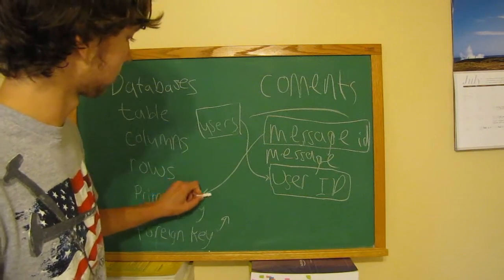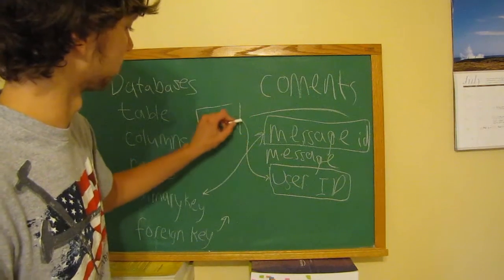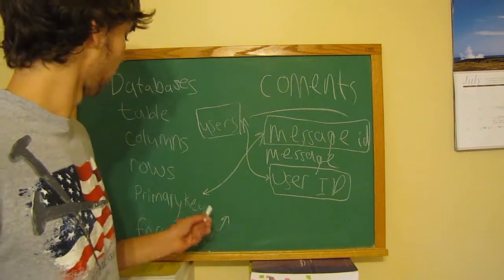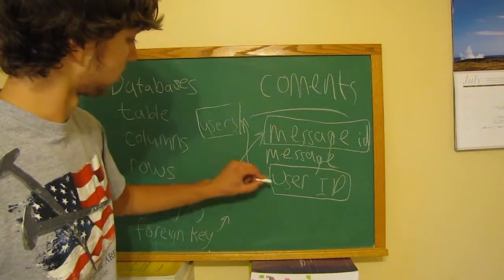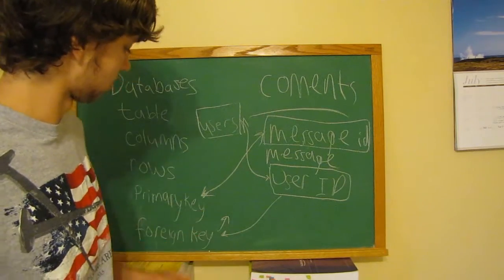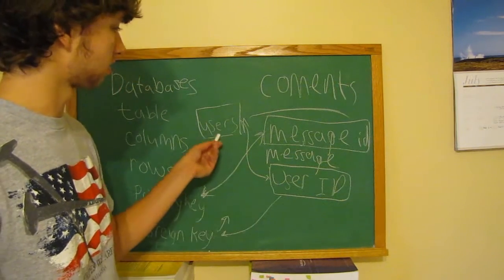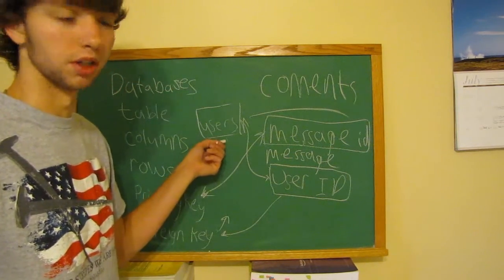If that's confusing, don't worry. I promise this will make so much more sense in the next few videos. So basically, a foreign key is a reference to another primary key.